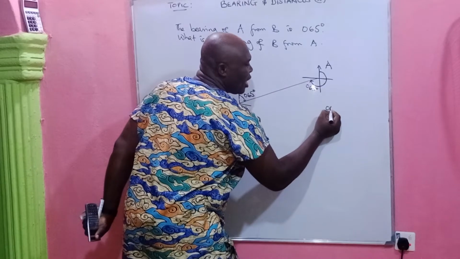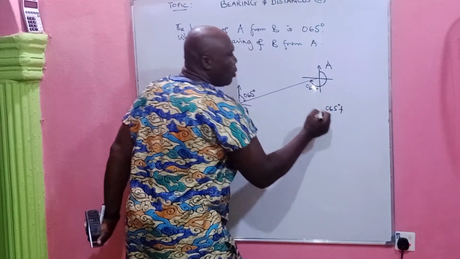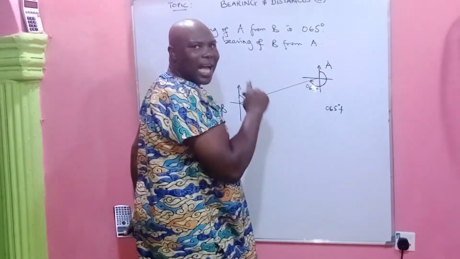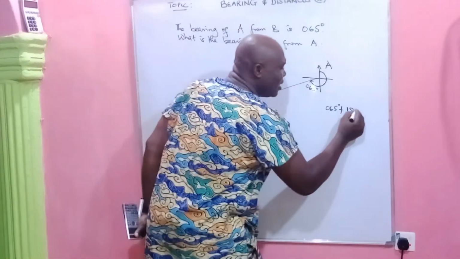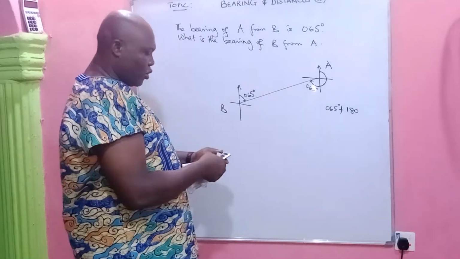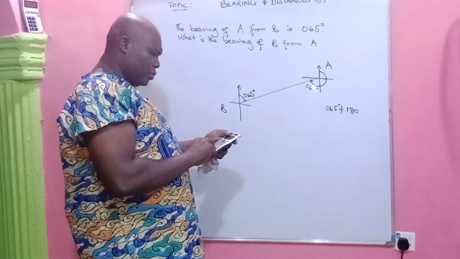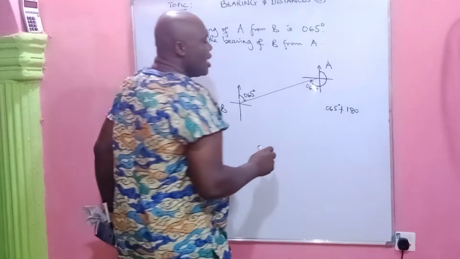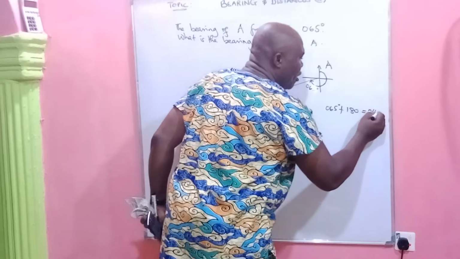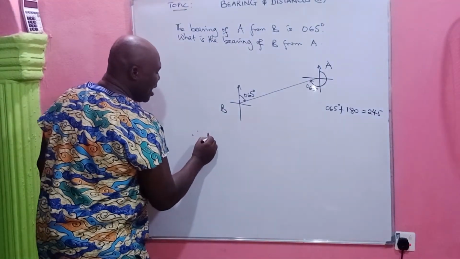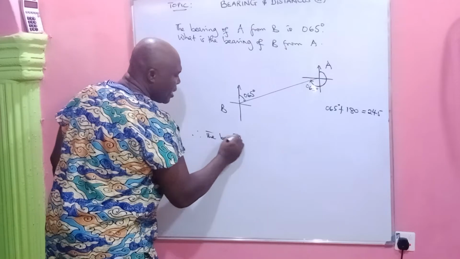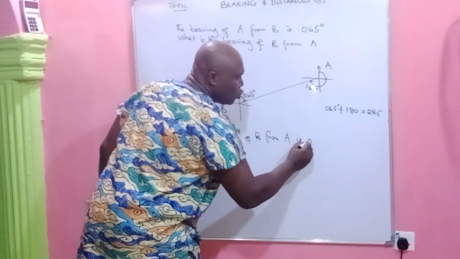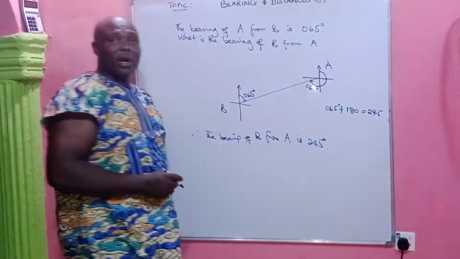That will simply be 065 degrees, from here to here is 065, but from here to here is 180, angle on a straight line. So if you add 065 plus 180, you simply have 245. It therefore means that the bearing of B from the point A now is 245 degrees. Don't forget that.